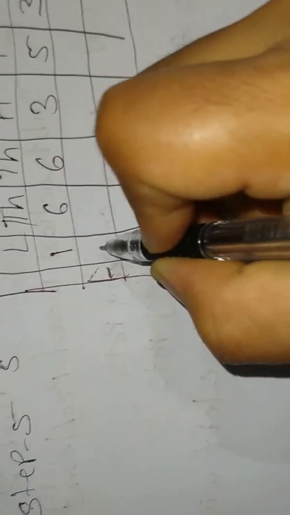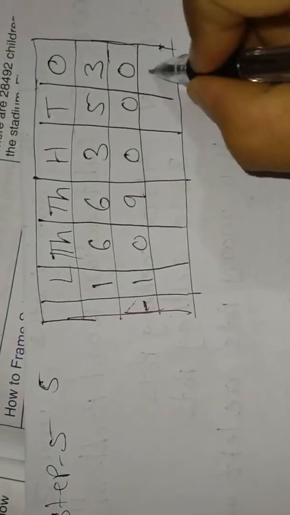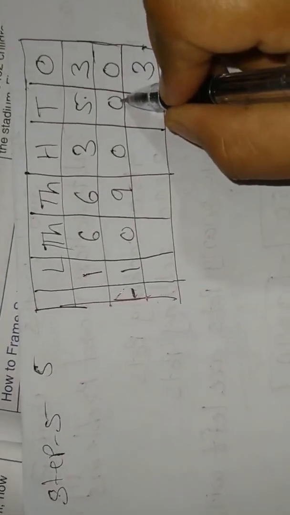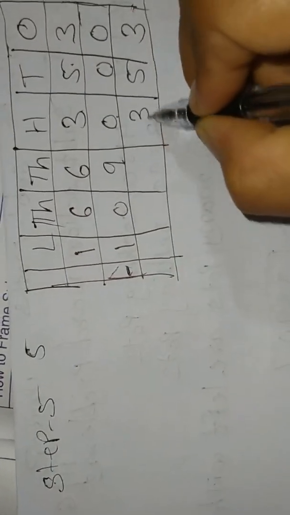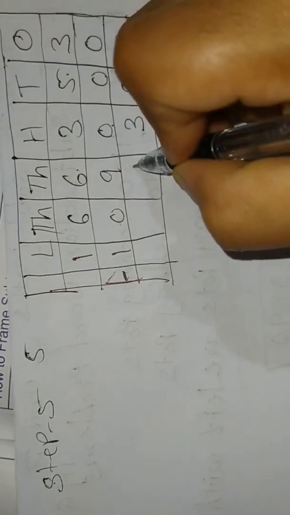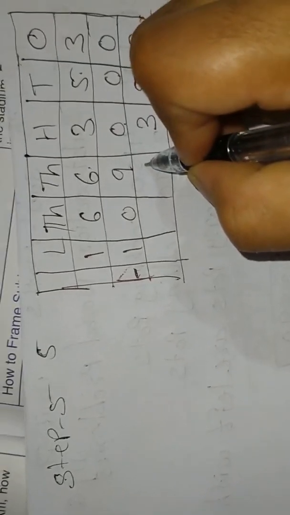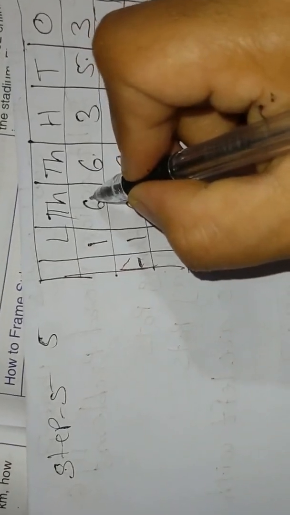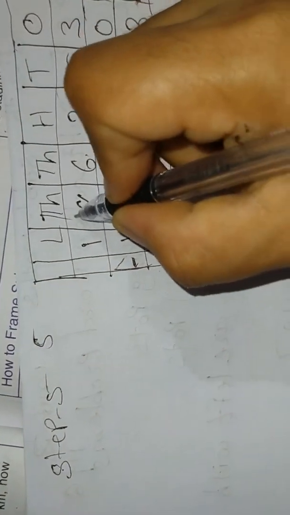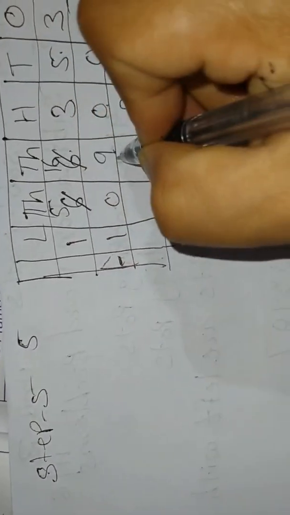minus 1,09,000. Now 3 minus 0, 3. 5 minus 0, 5. 3 minus 0, 3. 6 minus 9 is not possible. So we have to cut the 6. Write there 5. Cut 6. Write here 16. Now 16 minus 9.